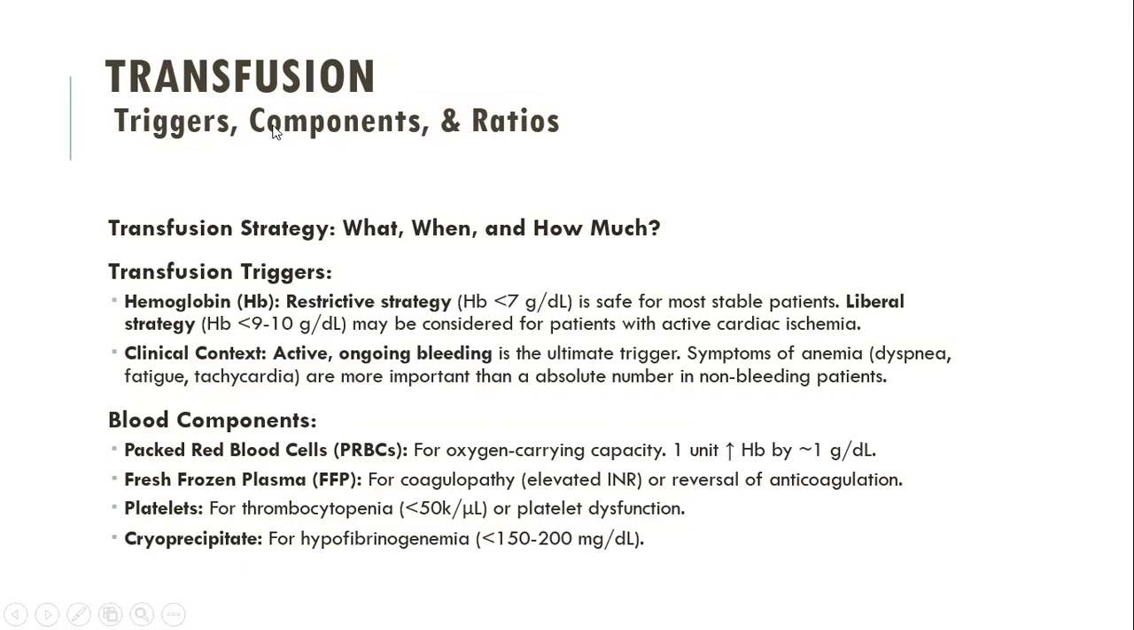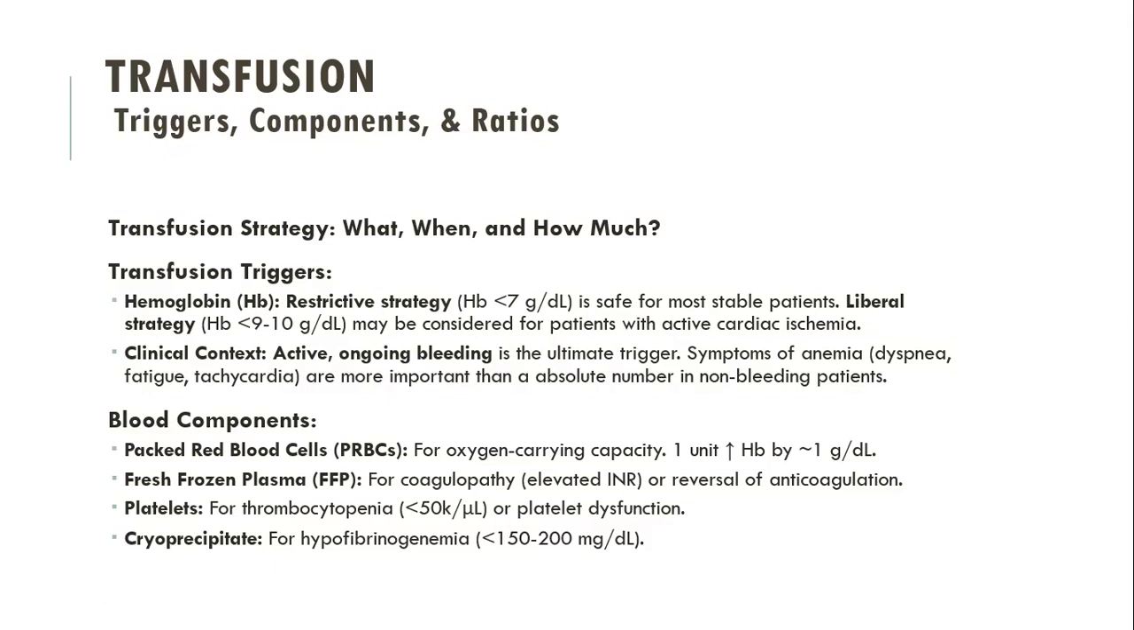Now we come to the transfusion, and in the transfusion, you have to start thinking what you are going to give, when you are going to give, and how much you are going to give. So, what are basically transfusion triggers? When are you going to transfuse the patient? First of all, hemoglobin is the important indicator. In the restrictive strategy, whenever there is a HB less than 7, you should be transfusing the patient. In the liberal strategy, whenever there is a HB less than 9 to 10, you can consider the transfusion, but for patients with active cardiac ischemia. So you have to remember these two strategies.